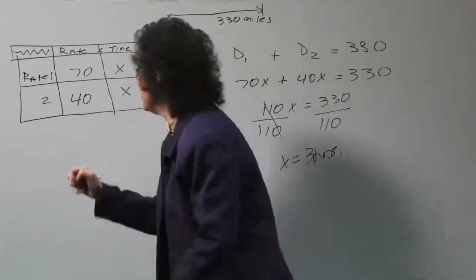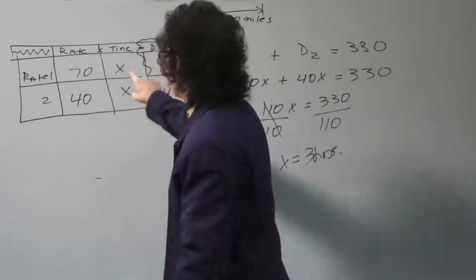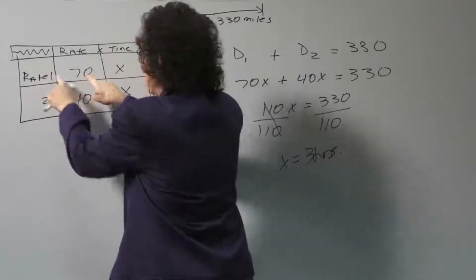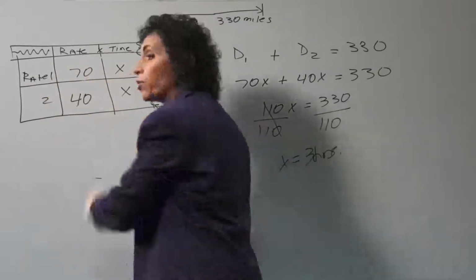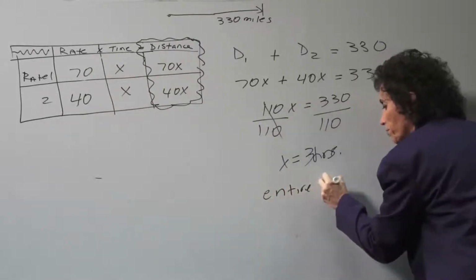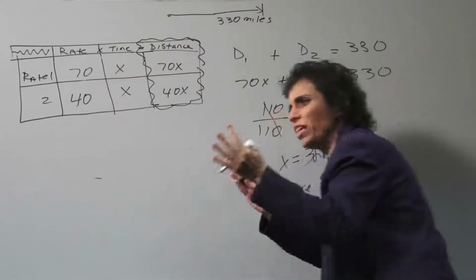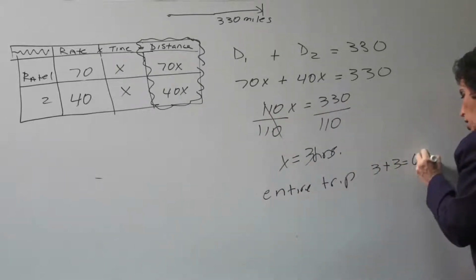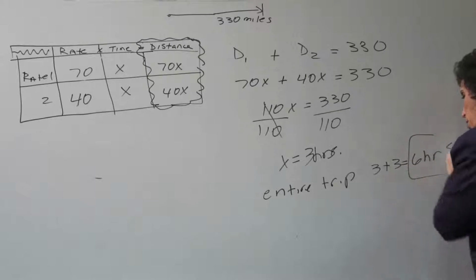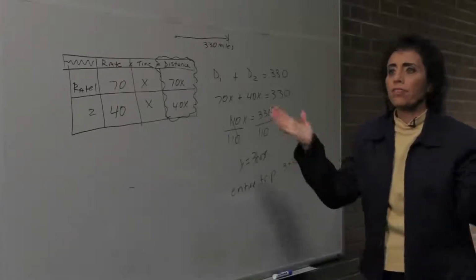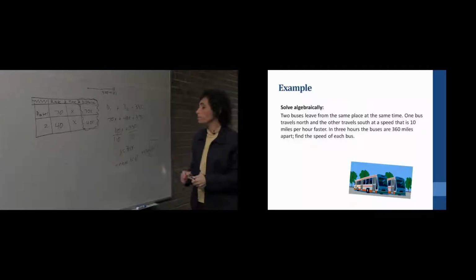Are you done? No. You're not done, because x is 3 hours is how much she drove at this rate, but then it snowed and she drove for another 3 hours. So the entire trip, be careful. Didn't you know that was too easy? You had to know that. So it's 3 plus 3, or 6 hours. That's the entire trip. Be very, very careful. Okay? And that's it. That was a great problem.